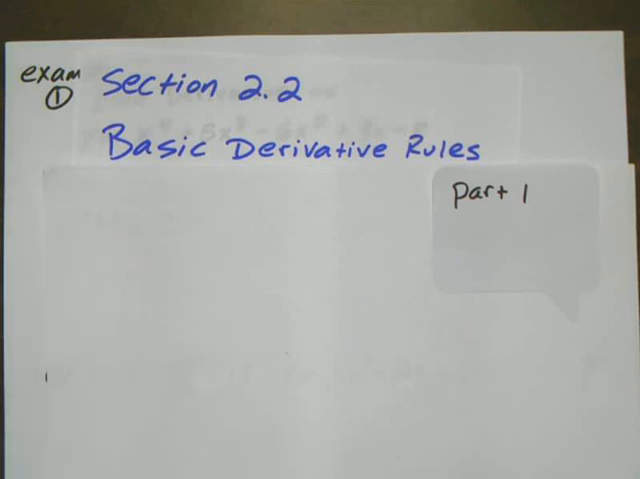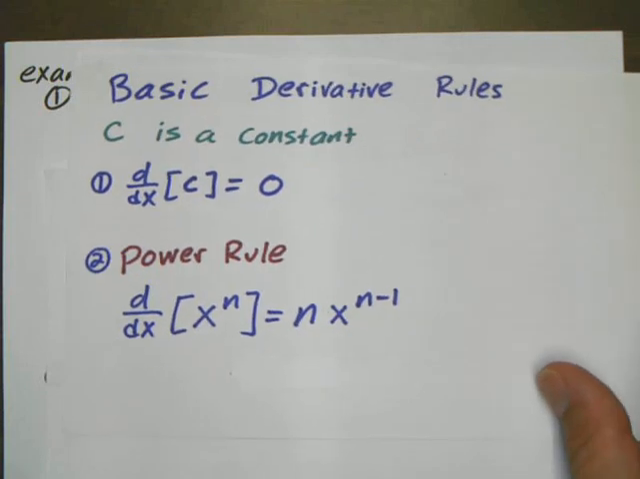This is 2.2. We'll be discussing basic derivative rules. We'll go over 5 of the basic derivative rules and a couple of examples. The people that were developing calculus noticed a couple of patterns that emerged, and then they became general rules based on the patterns. And the first two are these ones.